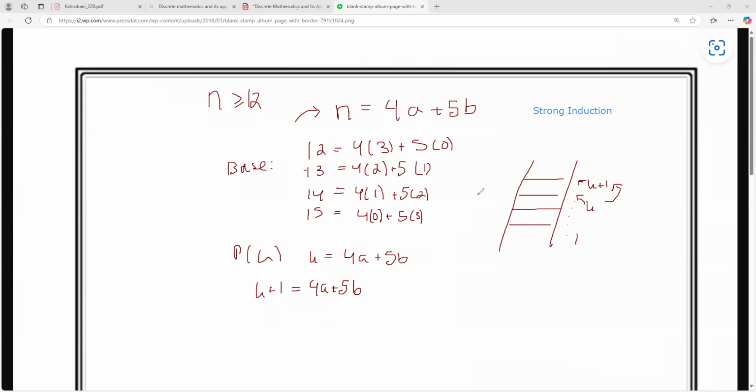But what I can do is use k minus 3. Why k minus 3, you might be thinking? Well, we want to prove k plus 1. We know P of k is true for all k from 1 through k less than n, and we have our base cases. We have 4 base cases. And now we can show that k minus 3 is also true.